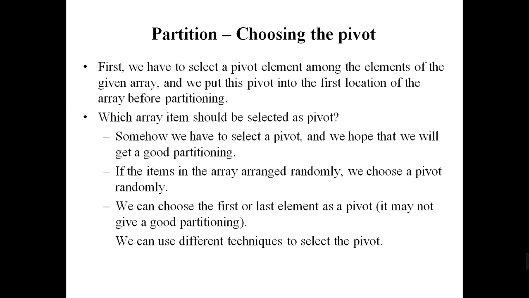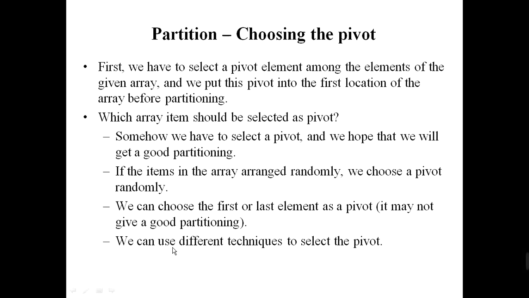First or last element as a pivot may not give you a good partitioning. Based on the pivot element, you get either the first element or the last element. But if you are checking less than or greater than against the pivot element, it should be correct or not. If not, it may not give a good partitioning.